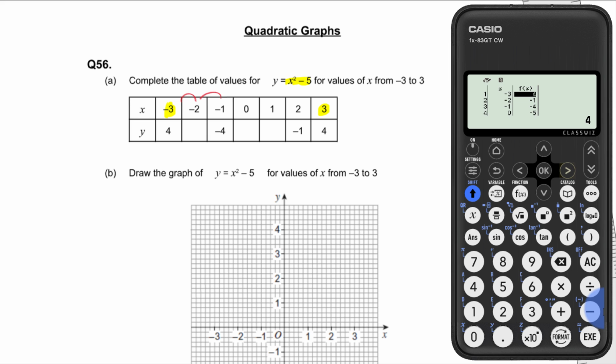Use the values that it gives you just to check that you've typed it in correctly. So I've got -3 going with 4, which is correct. -2 goes with -1. I didn't have that one, so I'm going to write it in. -1 goes with -4, that's correct. 0 goes with -5, I'm going to write that one in. 1 goes with -4, I'm going to write that one in. Just check the last two though. 2 goes with -1, that's correct, and 3 goes with 4, that is correct. Okay, so they all lined up, and I've got my missing ones now.